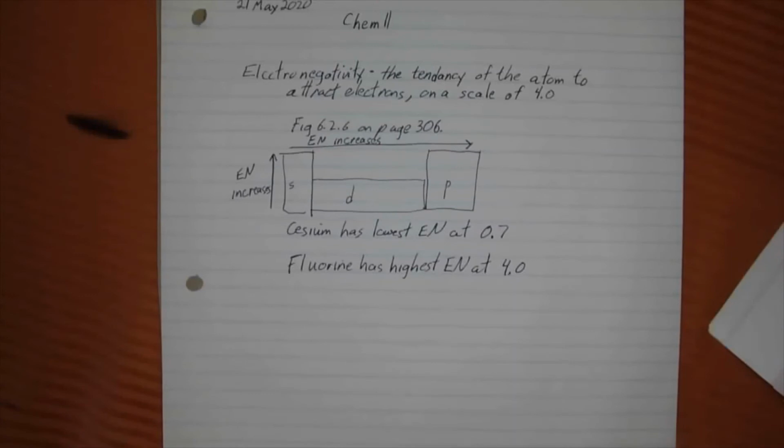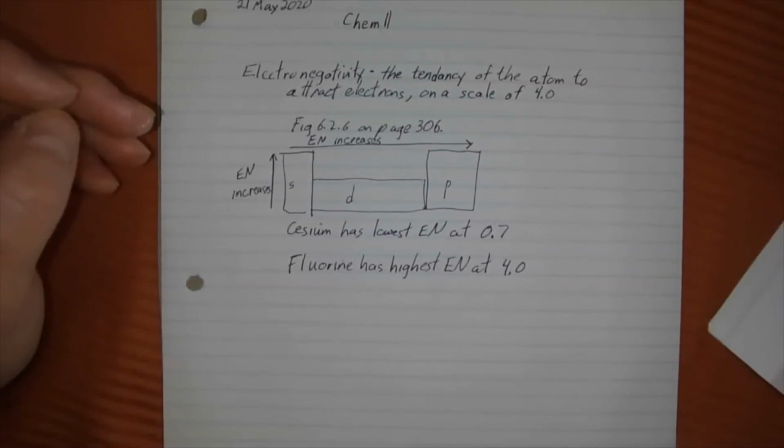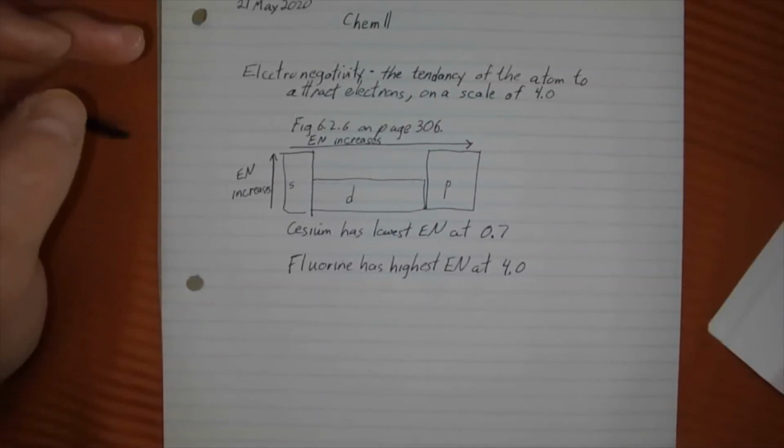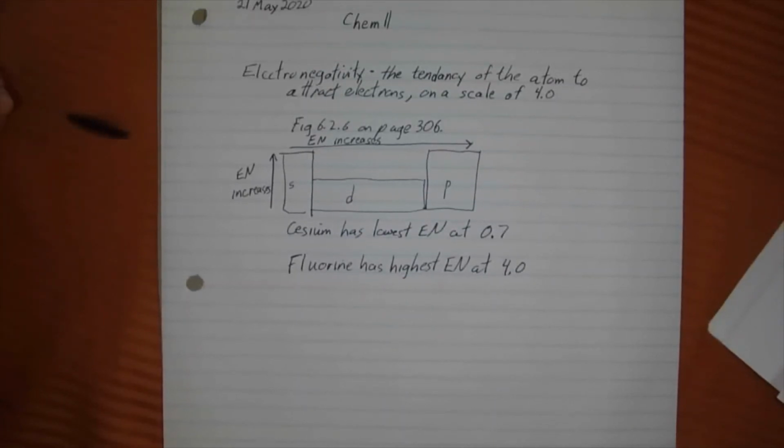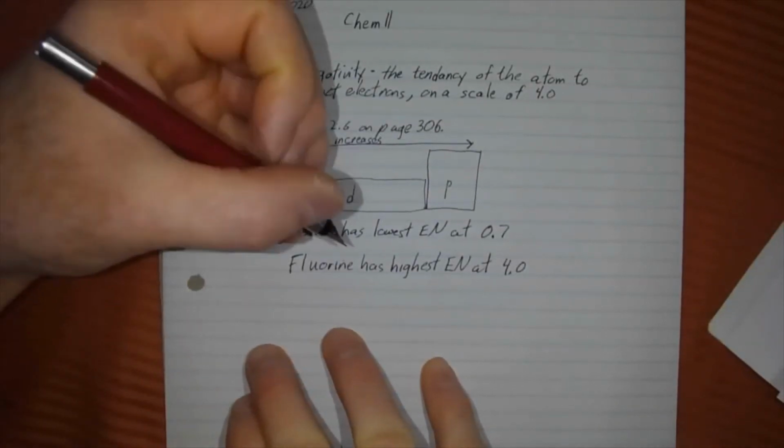Well, ionization energy is the ability to remove an electron. Electronegativity is the ability to attract an electron. Well, that makes sense. Cesium has a really low ionization energy. It can give it up really easily. Fluorine has a pretty high ionization energy relative to all the other halogens. That makes sense. So the higher the number, the more easily it steals.